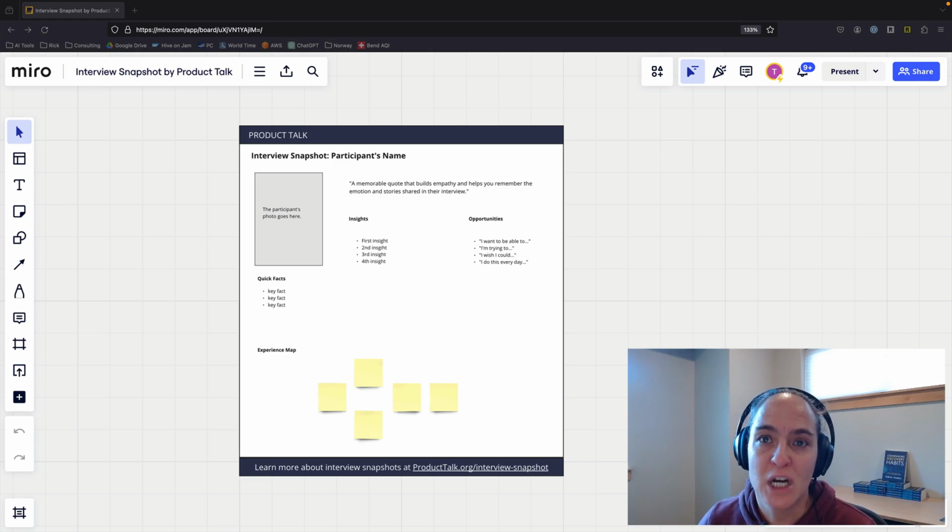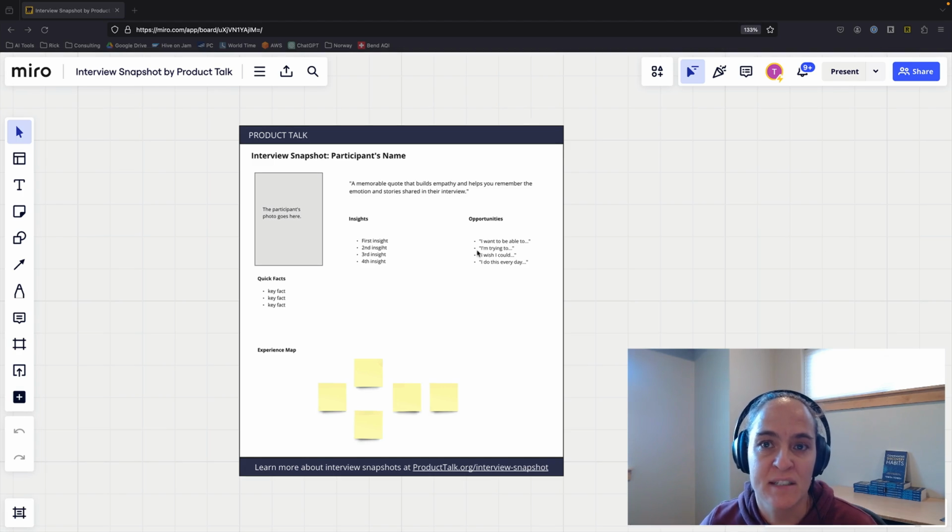An interview snapshot is a one-page template that helps us synthesize what we're learning from a single customer interview. When we use interview snapshots, it helps make our interviews more actionable. It certainly makes them more referenceable. It makes it a lot easier to find who said what, and to understand things like how often specific opportunities are coming up over time.